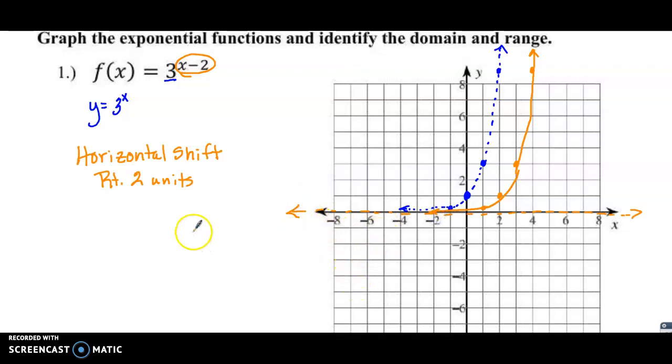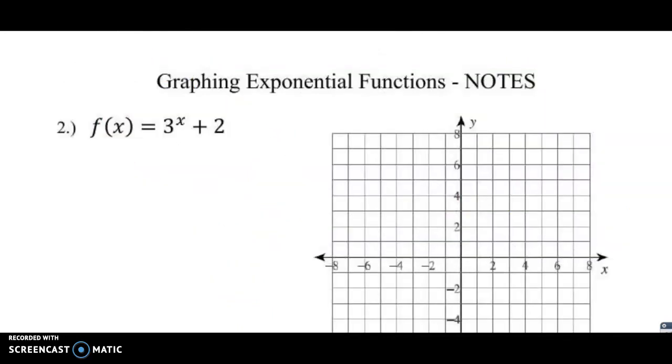Okay. You will need to name your domain. Our domain is all real numbers. It is every single time. And your range, again, the asymptote didn't move, so y is greater than 0 is perfectly fine for your range. Okay. All right, so let's try another one.